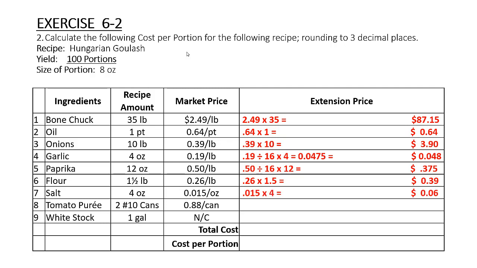It really doesn't matter. Down here we get to 88 cents per can. We need 2 cans. 88 cents times 2 is $1.76. Oh, here's something interesting. We need 1 gallon of white stock, and they're telling us NC means no charge. So it's not that there's no cost involved.